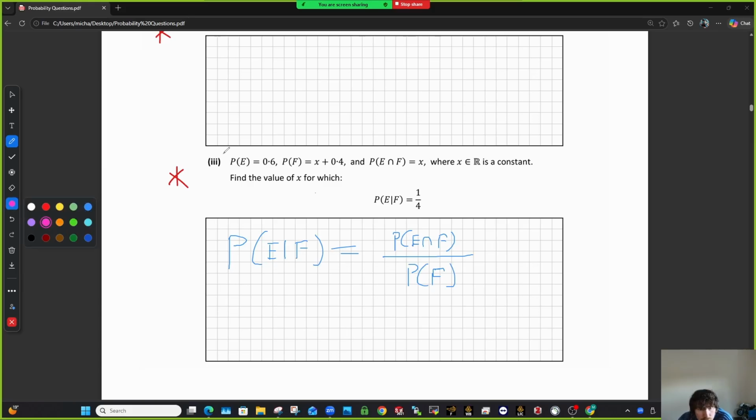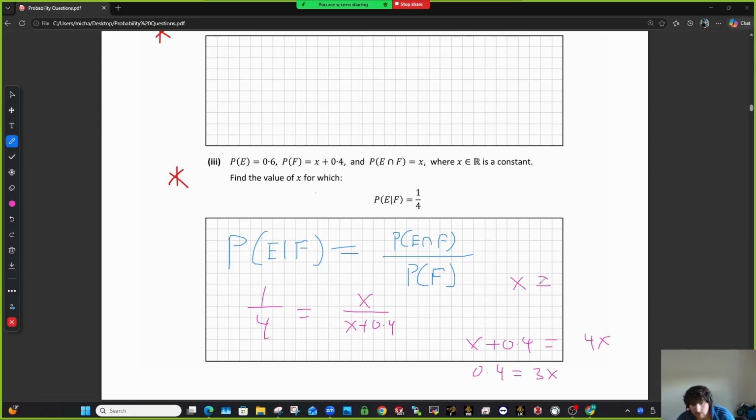Okay, so we can probably sub in here. So we have a quarter equals the intersection, which is X, over, what's this here, probability of F. So this is X plus 0.4. So this is manageable now because this is one equation, one unknown. So we can sort of cross multiply here. And we'll get X plus 0.4 equals 4x. Bring this x over and we got 0.4 equals 3x.